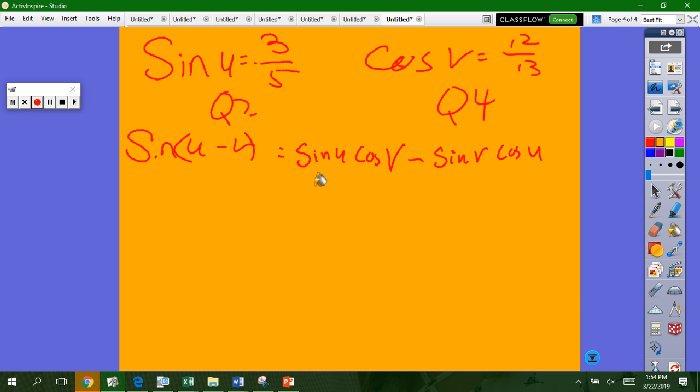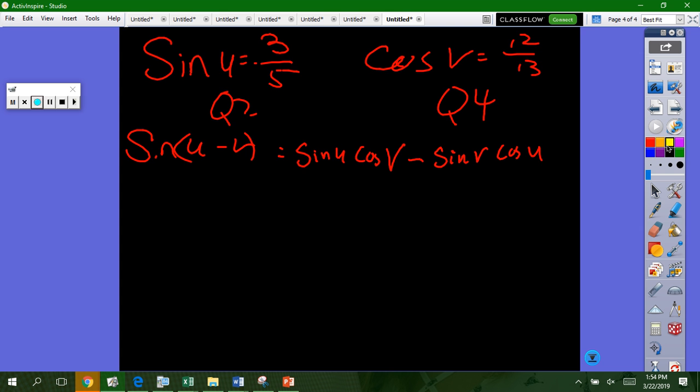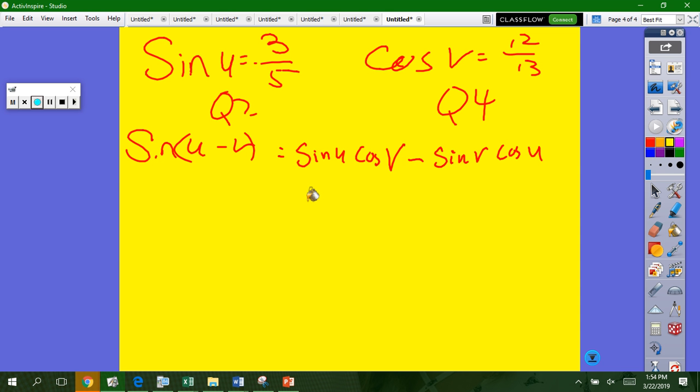What's the sine of u? It's three on top. What's the cosine of v? What's the sine of v? This guy is in quadrant 4. We're going to make the triangle. He is angle v, but angle v's cosine was 12/13.